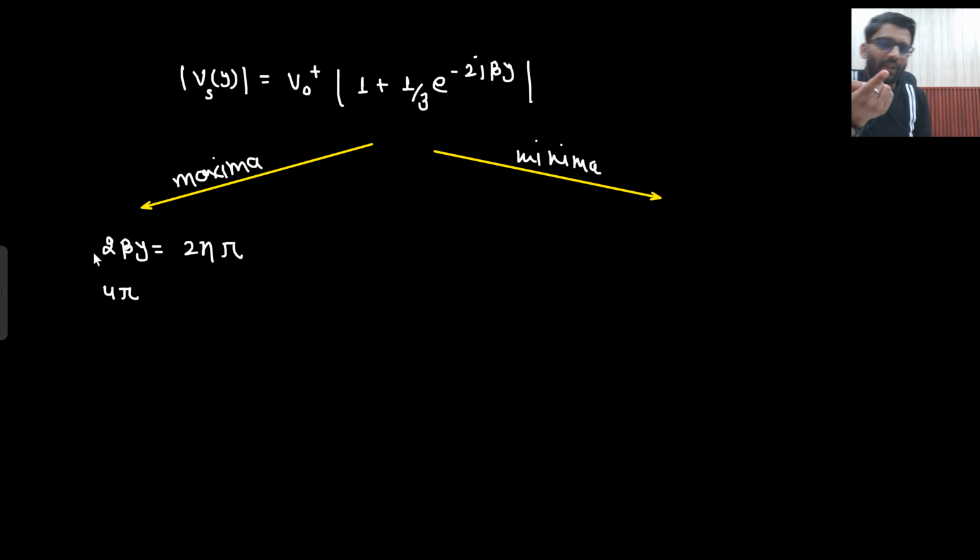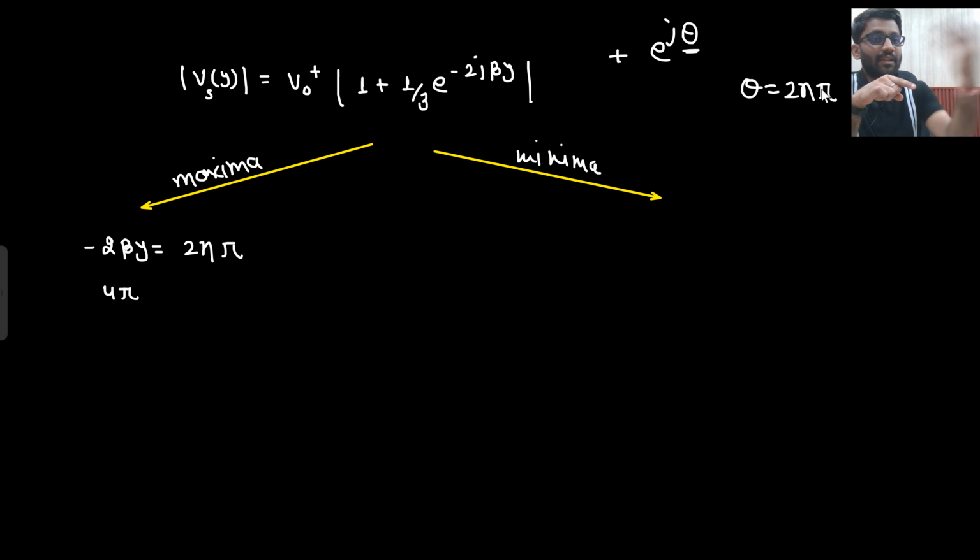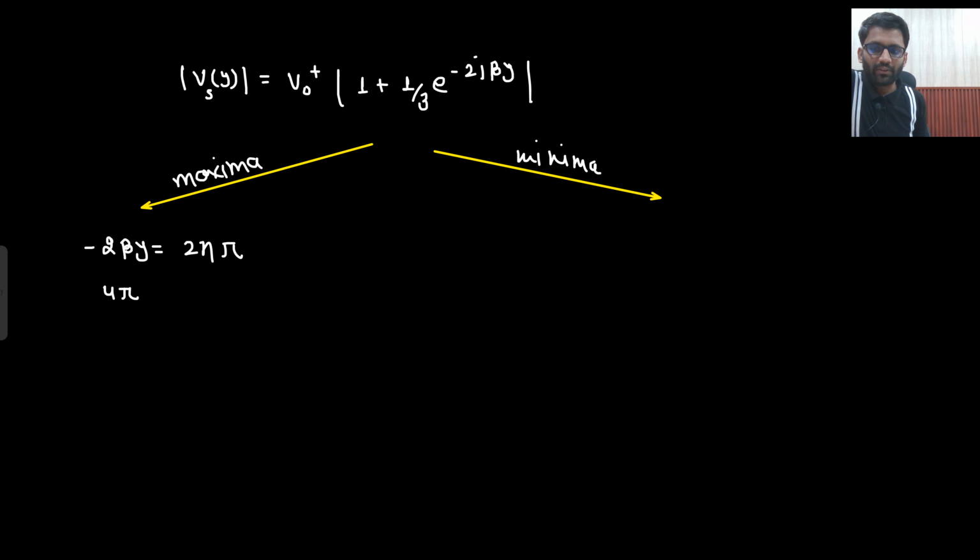Or, I should have written minus 2 beta y. Basically, whatever is there in e to the power j theta, this theta should be equal to 2n pi if there is a plus sign. If there is a plus sign, theta should be equal to 2n pi for the maximum value, right? So minus 2 beta y should be equal to 2n pi.